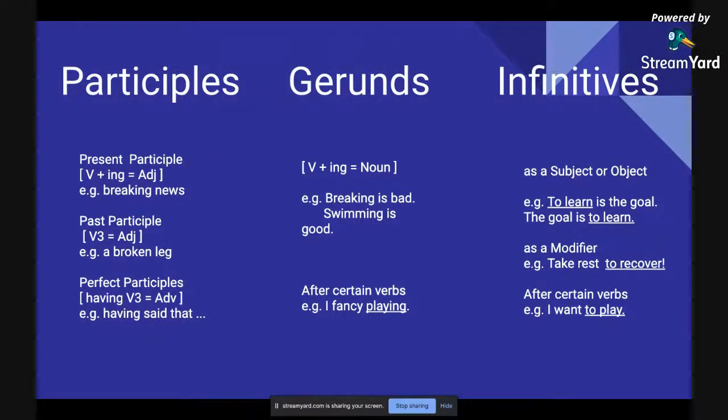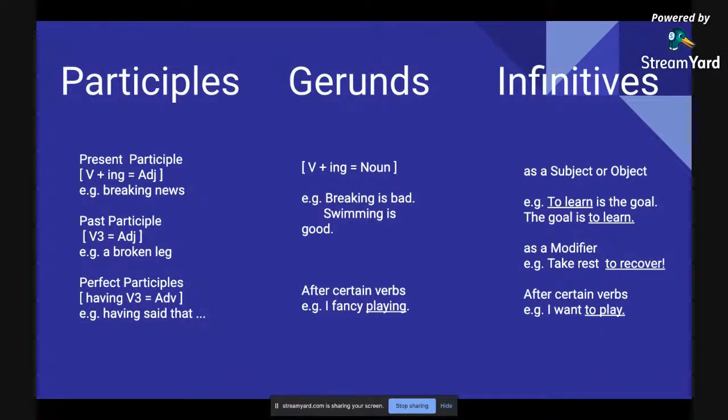Verb plus ing has to mean a noun, it has to answer noun questions. For example, breaking is bad. In this case, breaking is taken as a noun, therefore as a subject in this sentence. Swimming is good, the same situation. Breaking is bad is a gerund, breaking, and breaking news is a present participle. So I hope you can see a distinct difference between the present participle and a gerund.